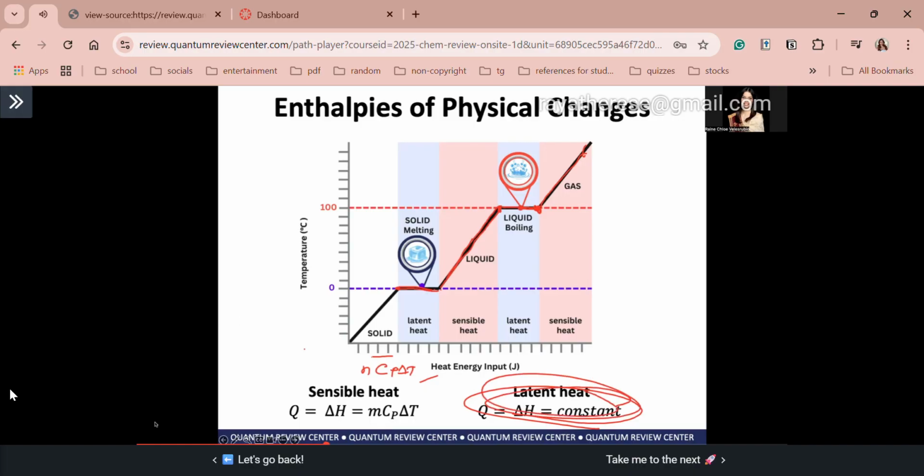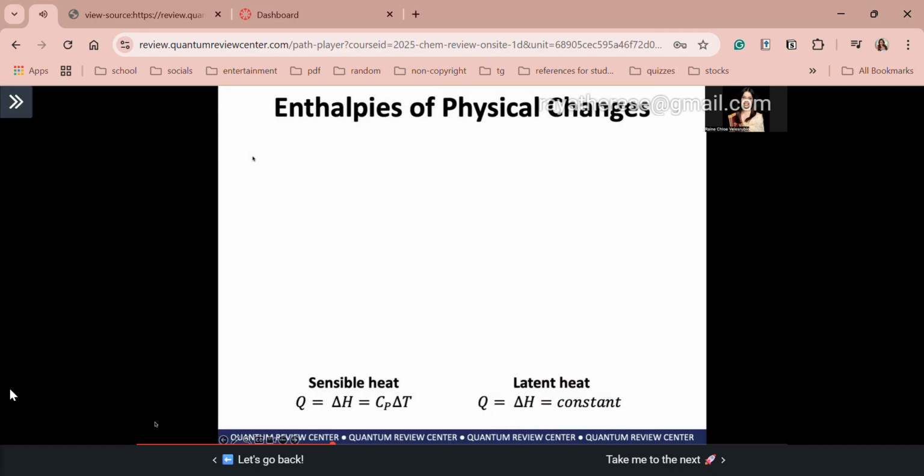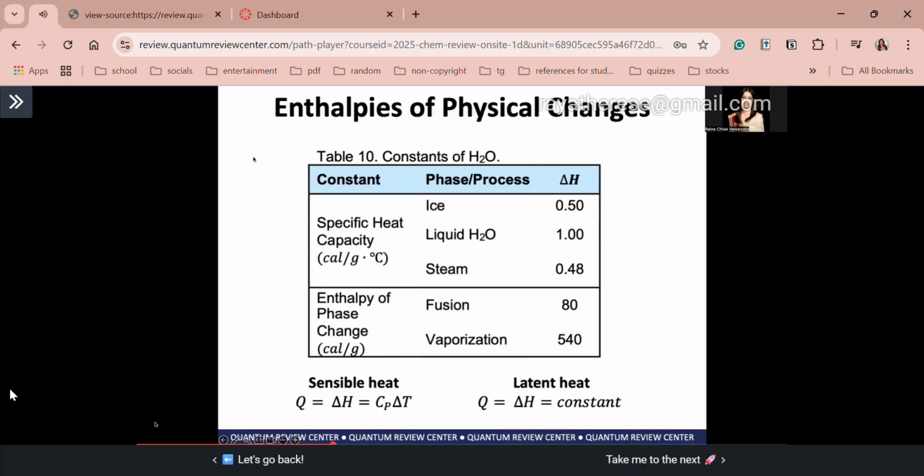Okay? So guys, water goes through a lot before it melts or vaporizes. We have to take into account the latent heat and the sensible heat. Ma'am, how do you exactly solve for latent heat and sensible heat? Okay? So guys, remember that latent heat and sensible heat can be calculated using the constants of water in your table 10.